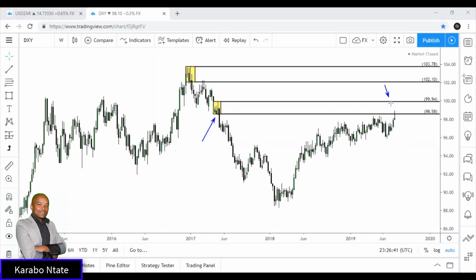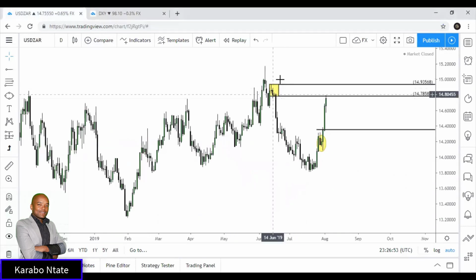Now, looking at the dollar index on the weekly time frame, we currently hit this weekly supply zone and price is reacting to it. So this does form a nice correlation also with the USDZAR, considering that it is at a supply zone.